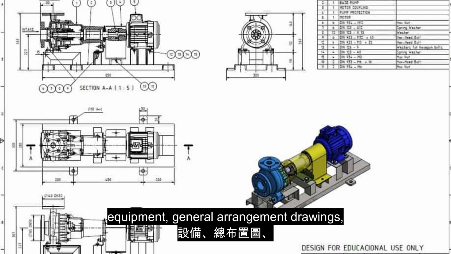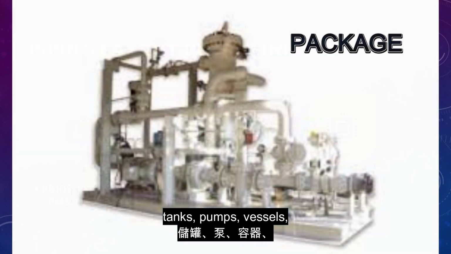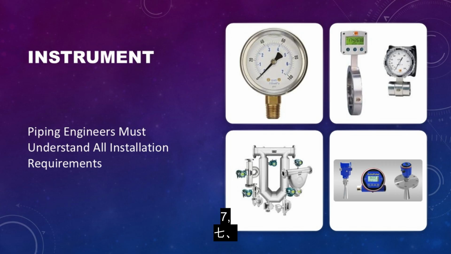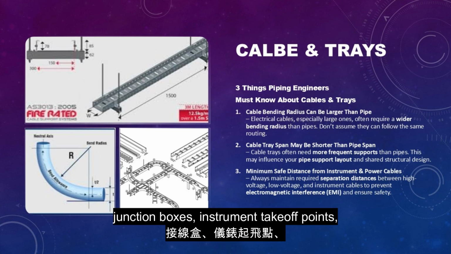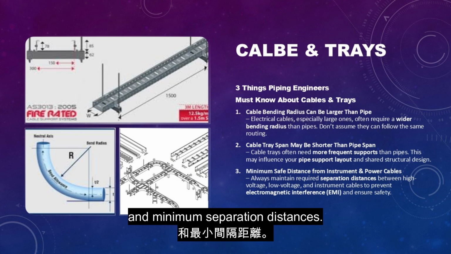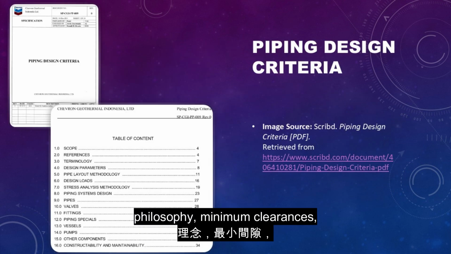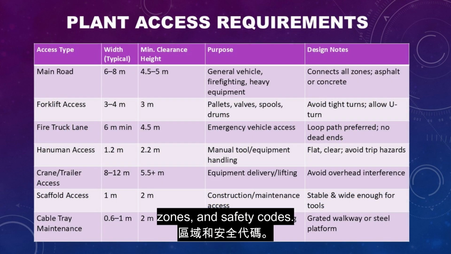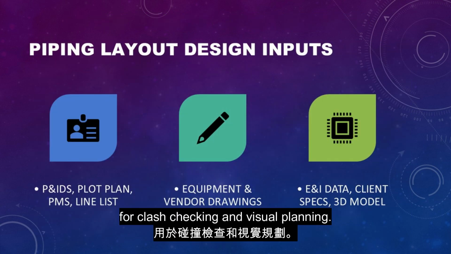5. Equipment general arrangement drawings: orientation and nozzle coordinates of tanks, pumps, vessels, packages. 6. Instruments. 7. Electrical and instrumentation requirements: cable trays, junction boxes, instrument takeoff points, and minimum separation distances. 8. Client specifications and design philosophy: minimum clearances, maintenance space, accessibility, fire zones, and safety codes. 9. Project 3D model coordination, if available, for clash checking and visual planning.